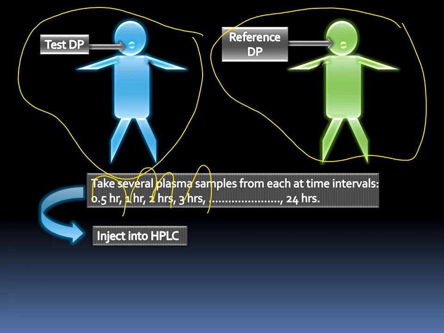After taking these samples, we have to extract the active ingredient from the blood or plasma sample, and then inject it into HPLC to analyze the amount of drug absorbed at each time interval.